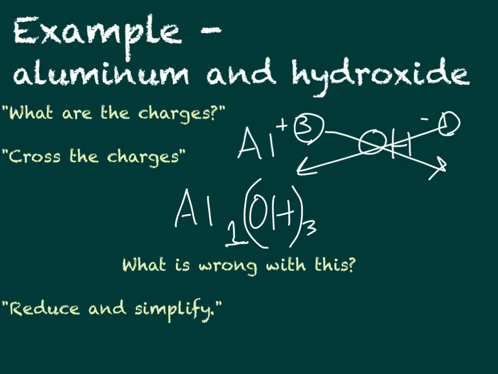So now I'm going to reduce and simplify. I don't need the 1 because I don't write subscripts of 1. So my final formula will be Al(OH) in parentheses with a subscript of 3.